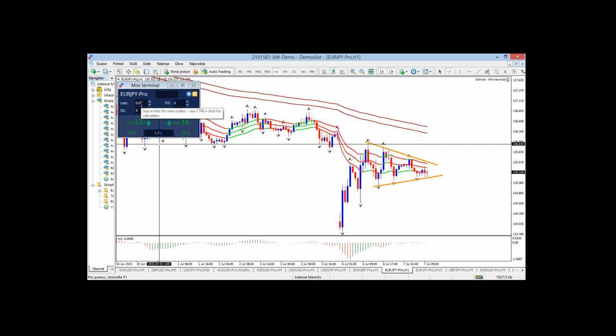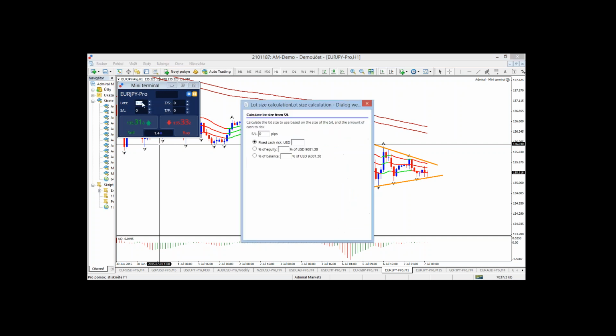Perhaps you know it already, but you go in the lot. When you have the mini terminal, you see the lots here. So you click in the lots. You hit the control button and then the left mouse button. And then voila. You see a lot size calculation window. And it's very cool because you can use a percentage of equity or balance. And you can calculate the lot size.